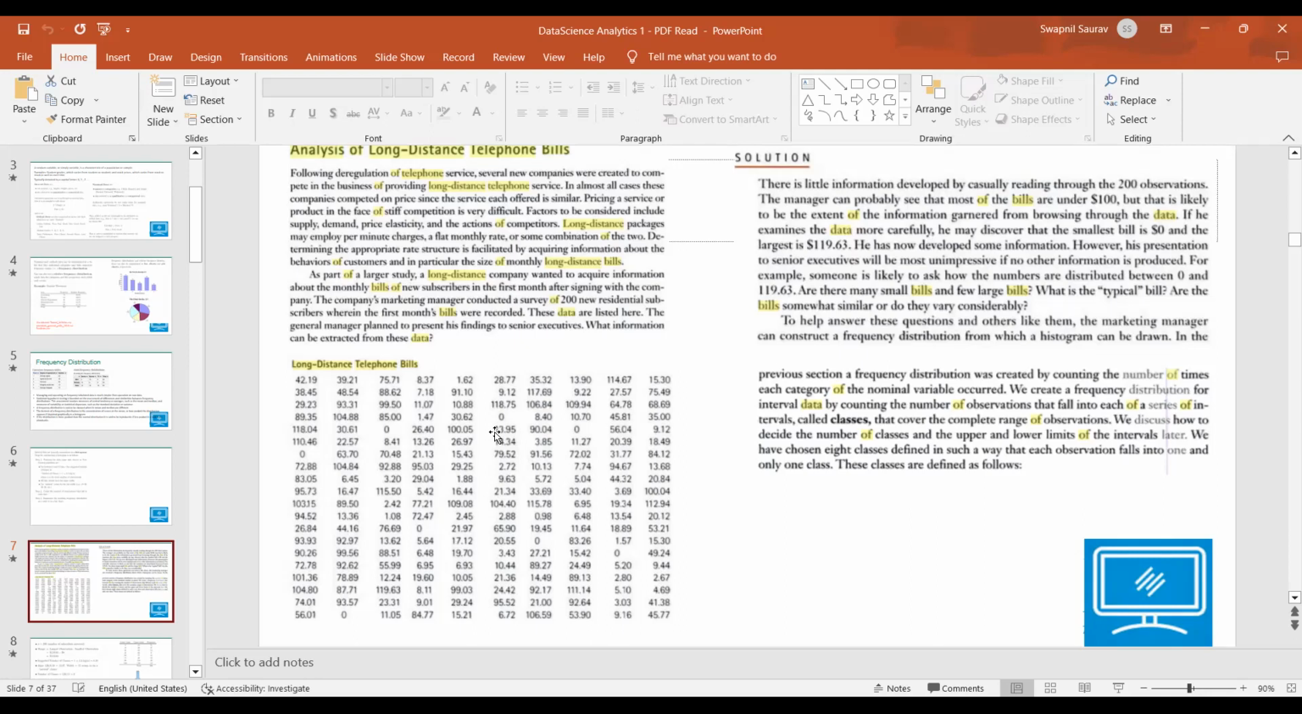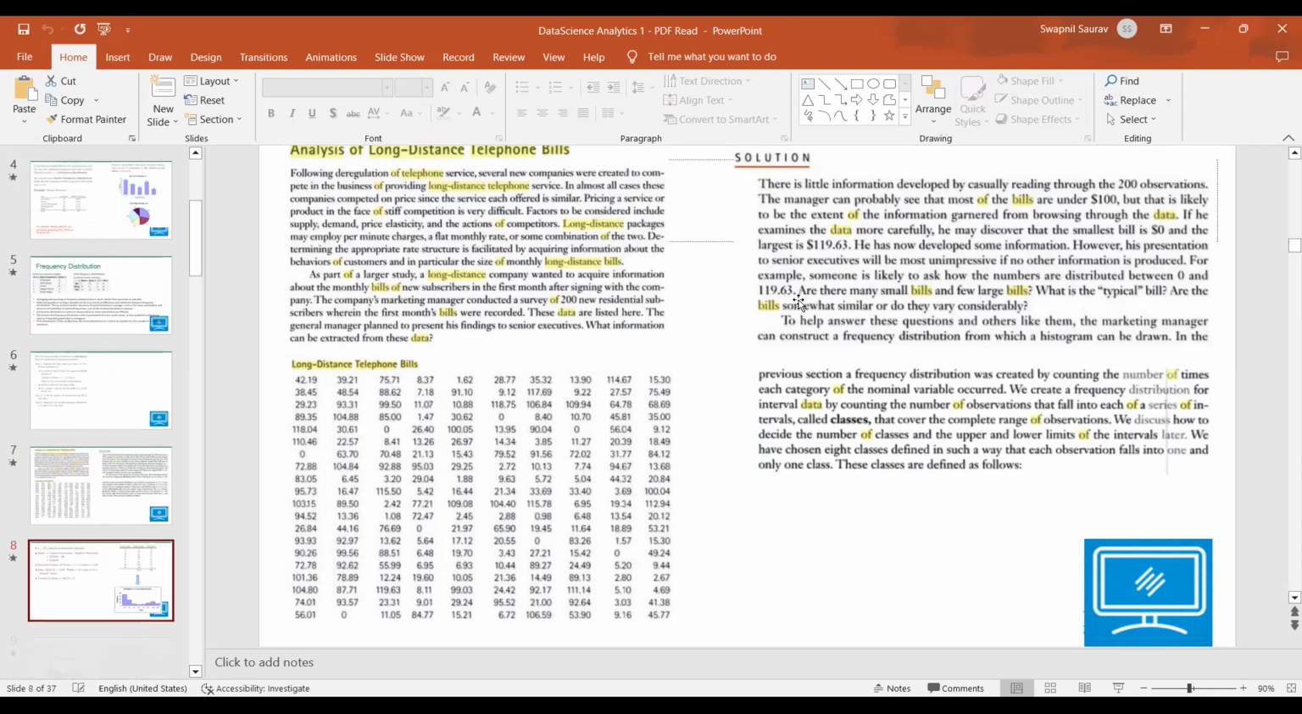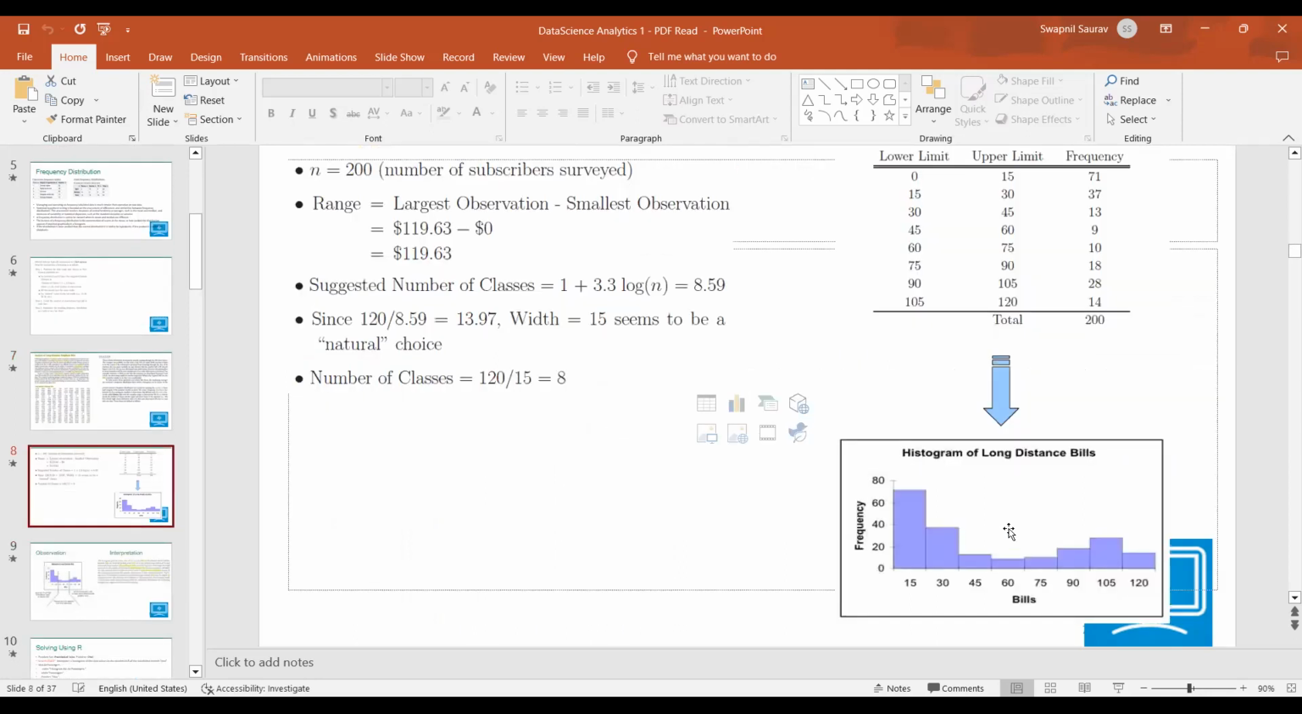So when you have this kind of data, and here you have only one type of data, you don't have two types of data, the best thing is to convert it into a histogram. A histogram will show us the distribution of data. Okay, so this is what this talks about. So now what we do is we create a histogram. How do we create a histogram?